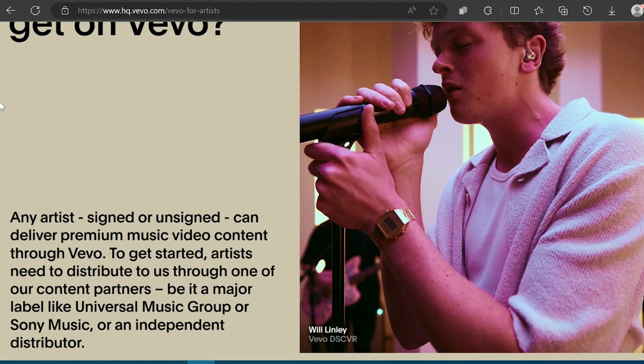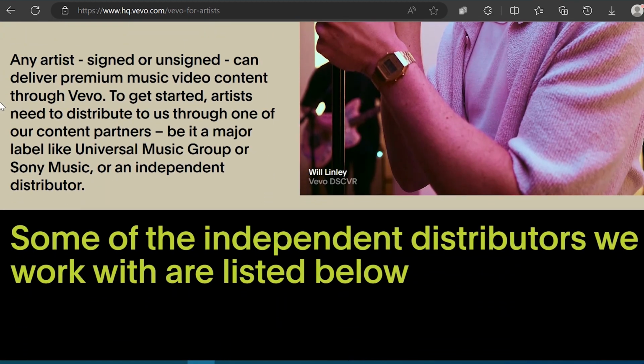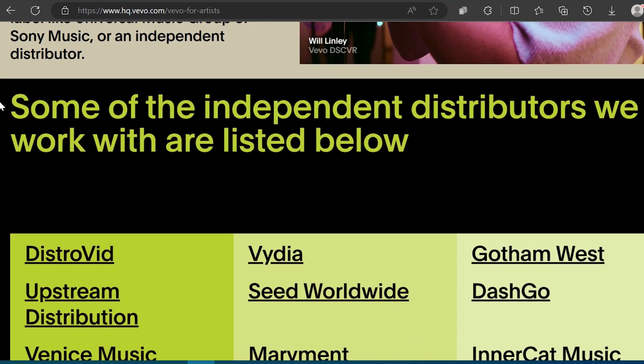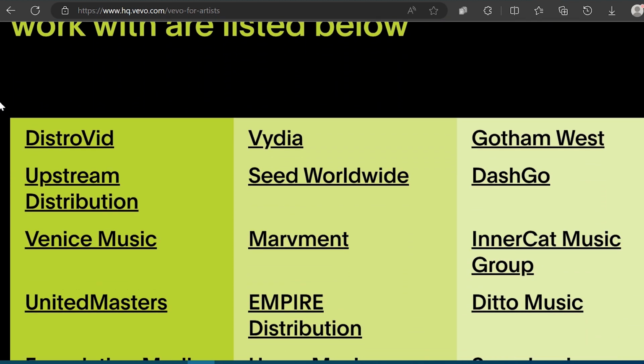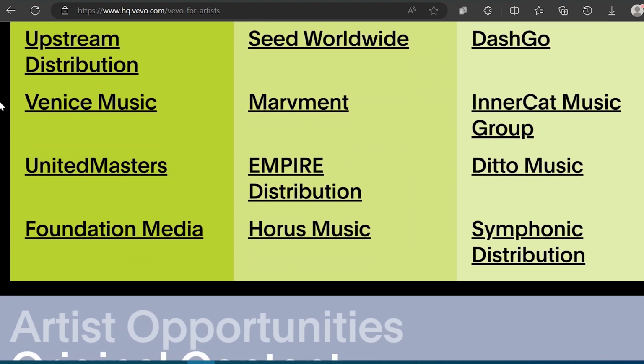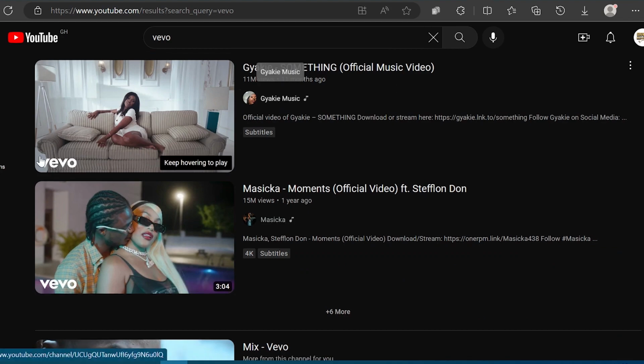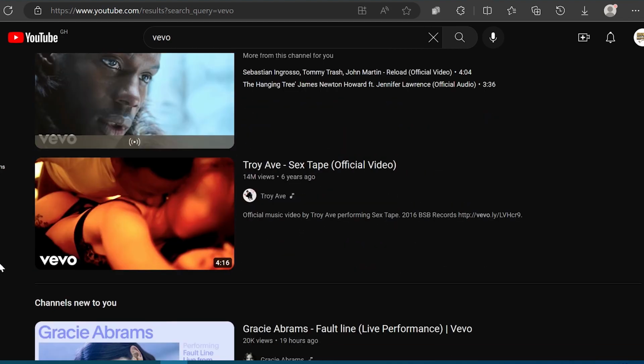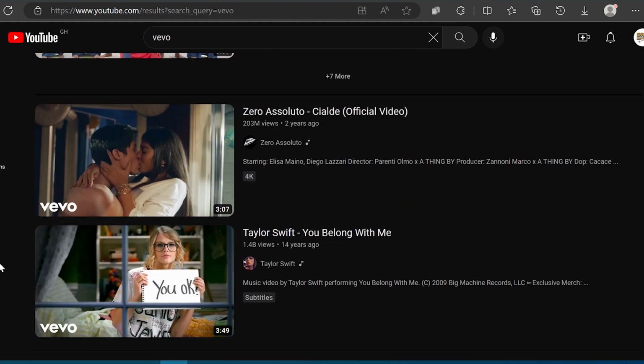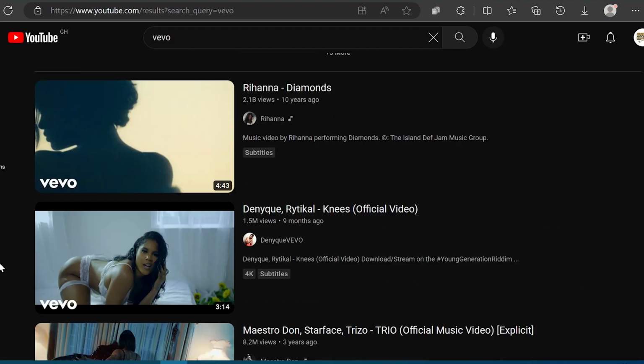Sixth, analytics and insights. VEVO provides artists with access to analytics and insights about their videos, including views, engagement metrics, and audience demographics. This data can be valuable for understanding your audience, making informed decisions, and refining your marketing strategies.